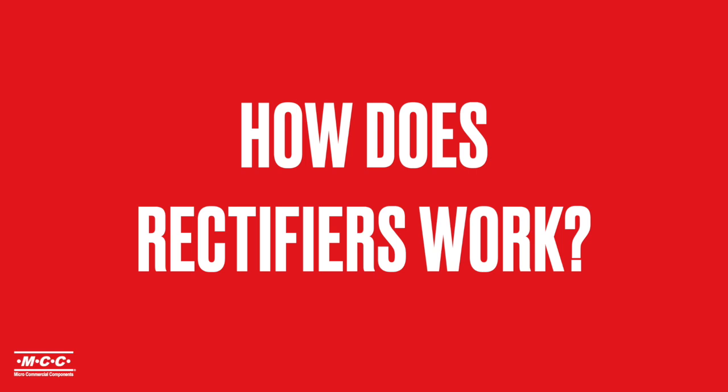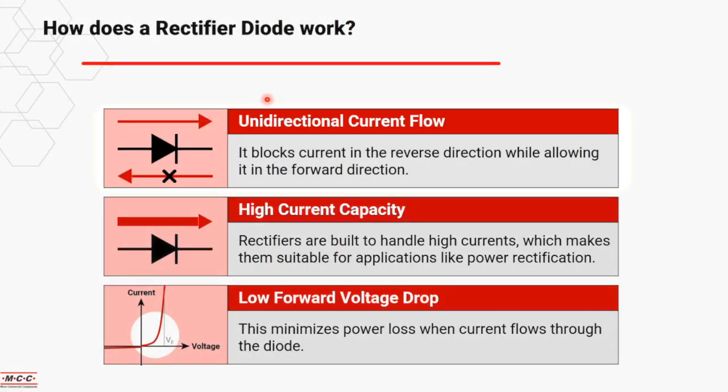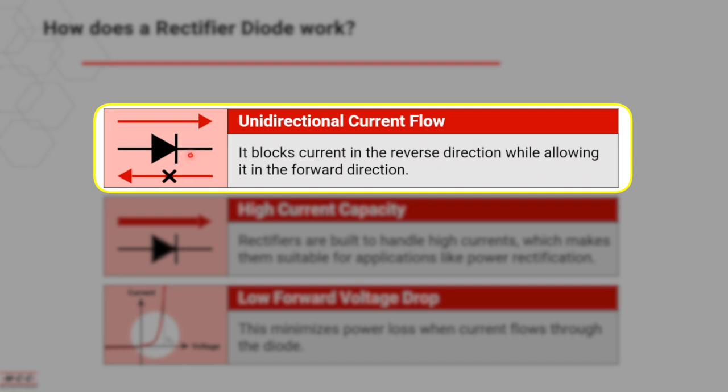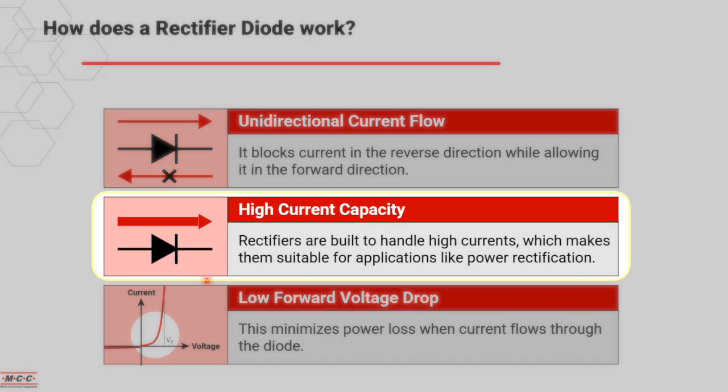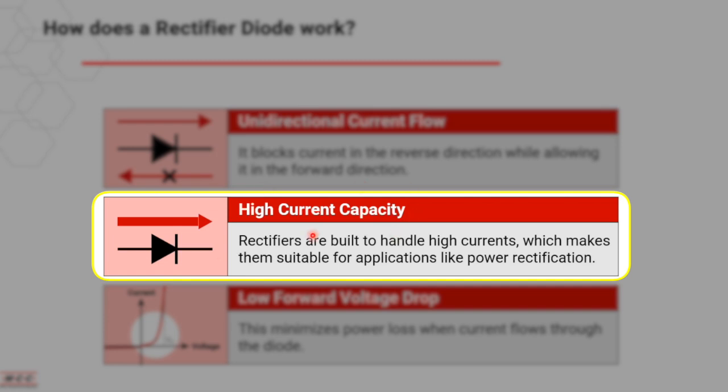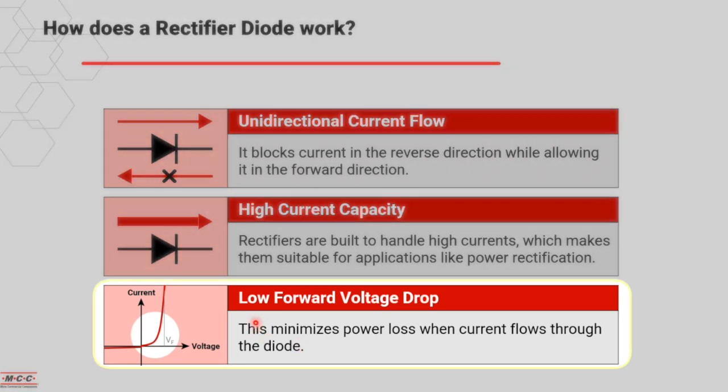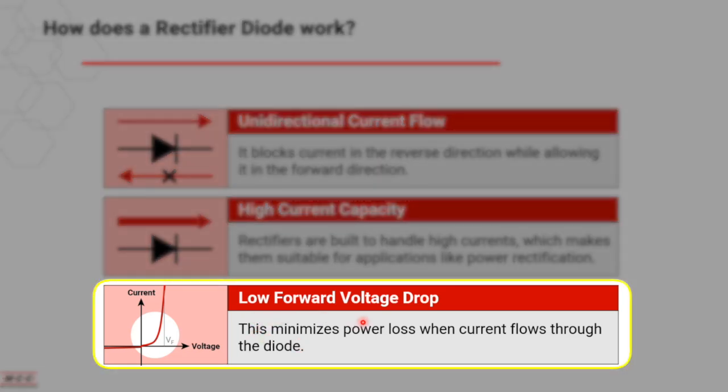So how do rectifiers work? Basically, as I explained just now, it blocks the current in the reverse direction, but only allows it in the forward direction. Since we are talking about rectifiers, we are looking at high current capacities. Rectifiers are built to handle high currents, which makes them suitable for applications like power rectification and power supplies. One of the key goals is also to make rectifiers have a low forward voltage, in order to minimize the power losses when the current flows through the rectifier.